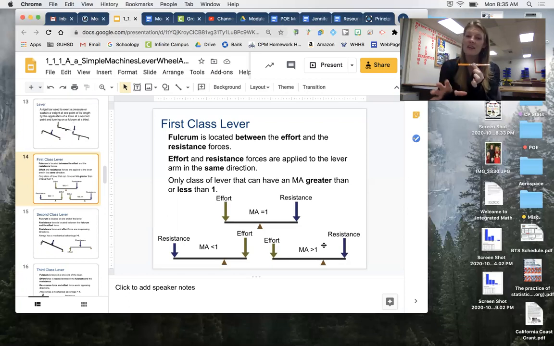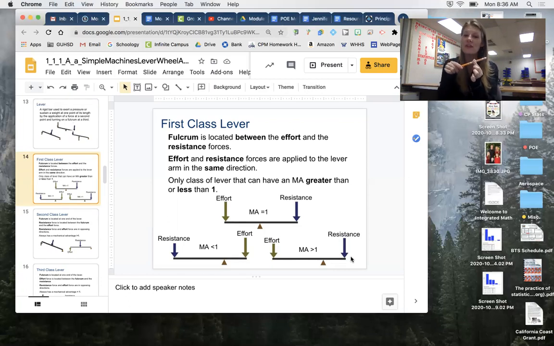But they've done this idea of a mechanical advantage. My son, I needed him to have a mechanical advantage greater than 1. So what I did is I put my son further out on here to give him a mechanical advantage. I put him in the further seat and I put my daughter in the closer seat. Then they could actually teeter-totter back and forth.